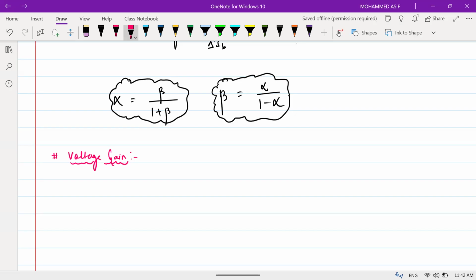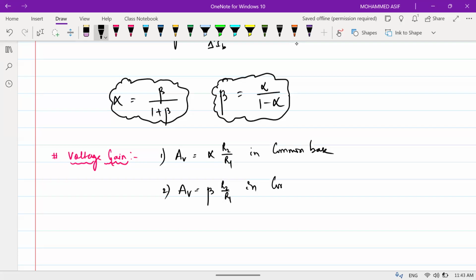So for voltage gain, we represent the voltage gain for both common base and common emitter. That is nothing but AV. First formula: AV is equal to alpha into R2 divided by R1. This is in your common base. That means the base is common for both input and output. The next one is AV is equal to beta into R2 divided by R1 in your common emitter.